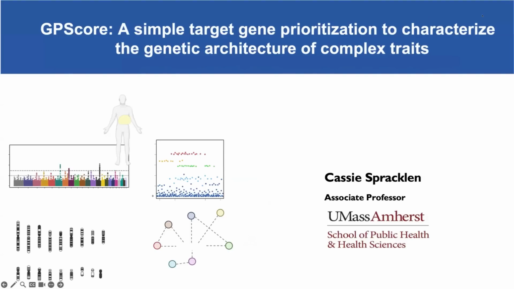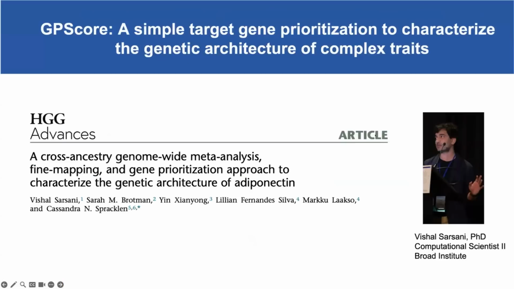Hi everyone. I want to thank Maria and Noël for inviting me here today, both to help plan this meeting, but also to present just one method that a student of mine worked out, trying not necessarily to identify the exact effector gene, but to at least take the list of genes from a GWAS hit and narrow them down. One of my former students, Vishal Sarsani, now a computational scientist at the Broad, and I came up with this approach, and we called it GP score. In essence, it's just a way of combining evidence from multiple approaches into one prioritization scheme.